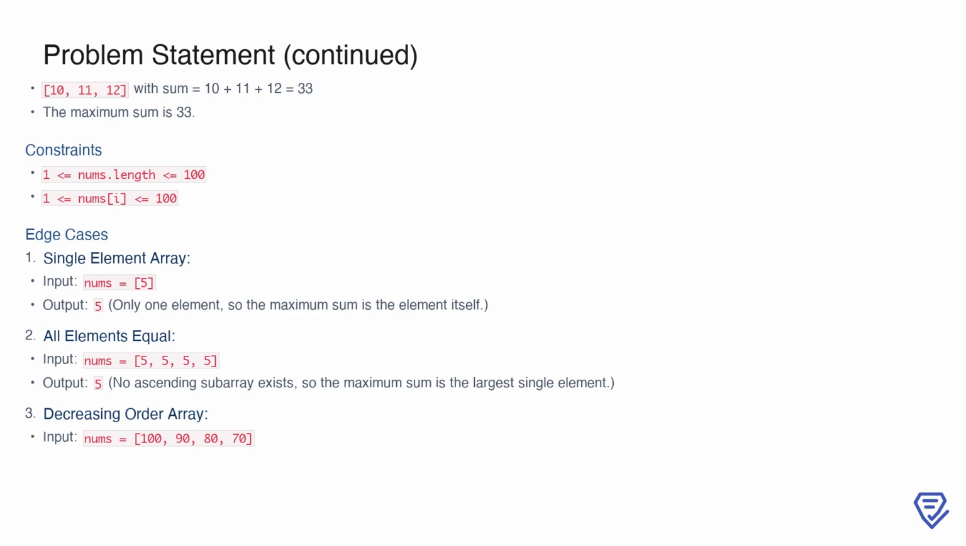Now, consider the third example with nums equals 12, 17, 15, 13, 10, 11, 12. The ascending subarrays here are 12, 17, and 10, 11, 12. The sum of 12, 17 is 29, while the sum of 10, 11, 12 is 33. Among these, the maximum sum is 33, so the output for this example is 33. This demonstrates how we need to identify and evaluate each ascending subarray to determine the result.